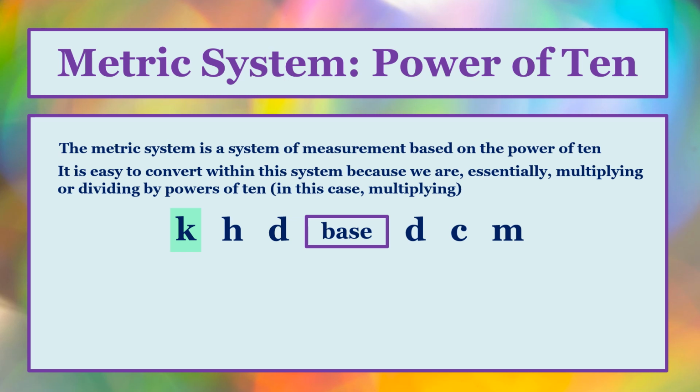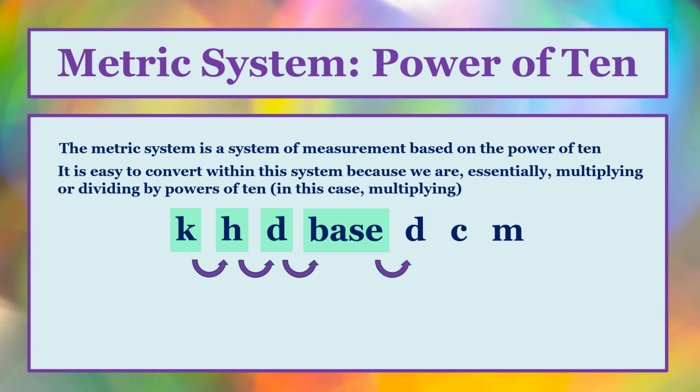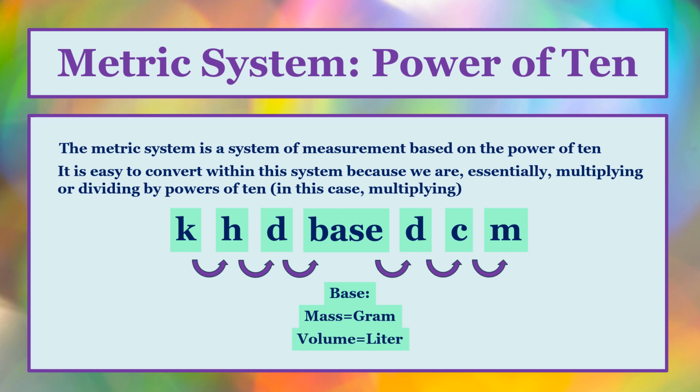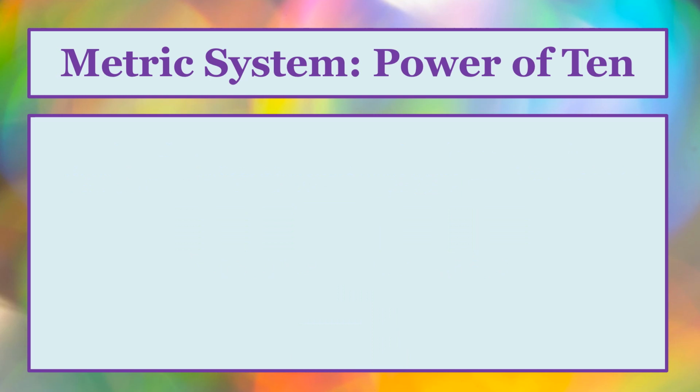So our prefix K for kilo is actually 10 times bigger than the H, hecto, which is going to be 10 times bigger than the D here for deca. That's going to be 10 times bigger than your base. That's going to be 10 times bigger than deci, which is 10 times bigger than centi, which is 10 times bigger than milli. Don't make this hard. We're just going to move through powers of 10. Now your base, like I said, can be mass, which is gram, it can be volume, which is liter, or it can be distance, which is meter.